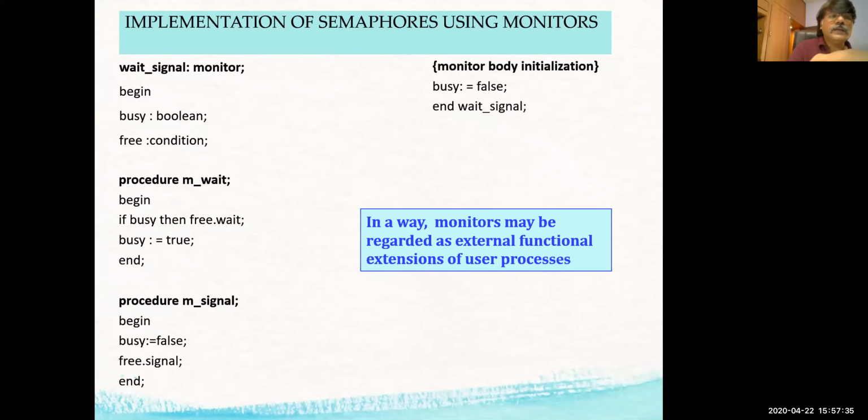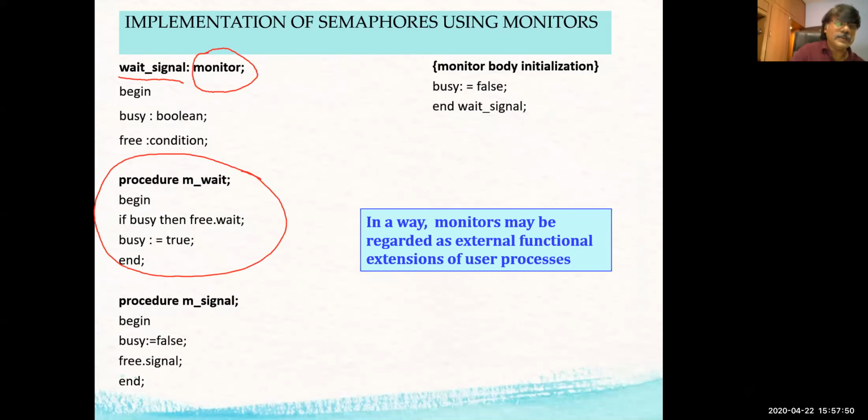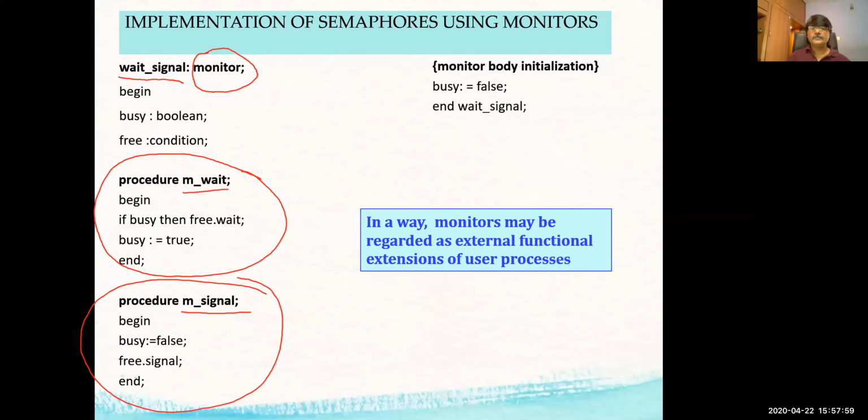As I said earlier, a monitor will have a name. So the name of the monitor is, say, wait and signal. Now in this monitor, you have two procedures. One is called mwait, the other is called msignal. These are the two names: procedure mwait, procedure msignal. I want to make these two functions behave as the wait and signal functions of semaphores.